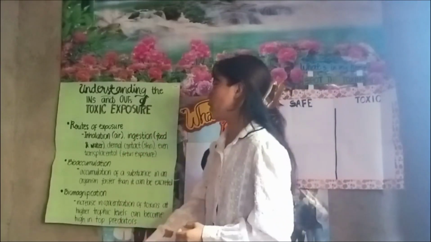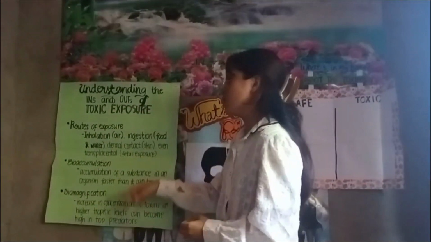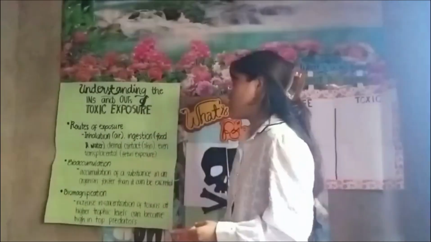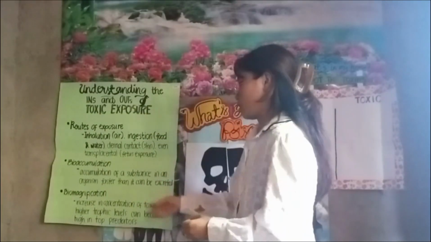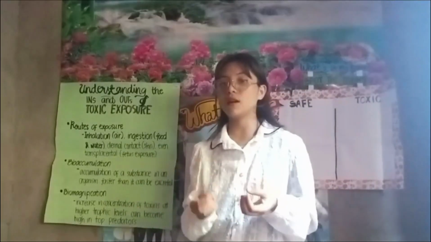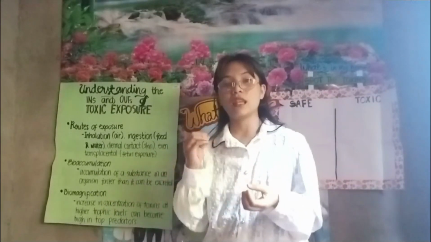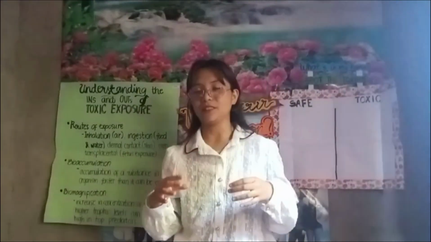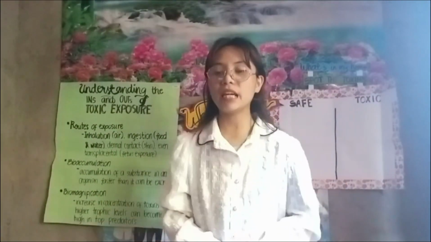So that's how we go back to the routes of exposure, where we ingest the food, which eventually comes from the top predators who accumulated the toxins. So, methylmercury. Okay, so what is methylmercury in fish?